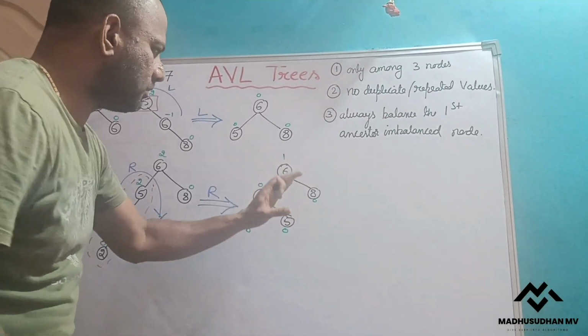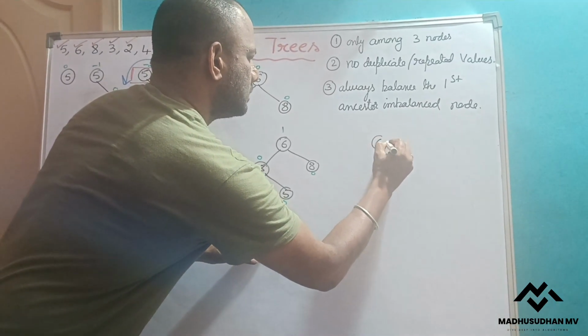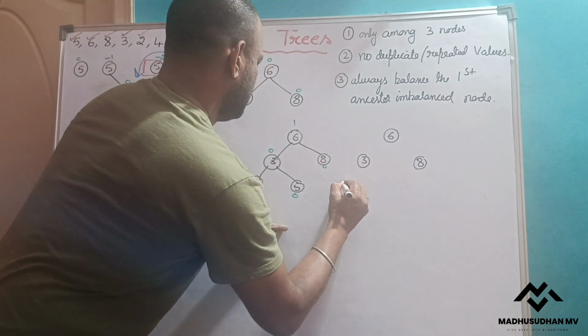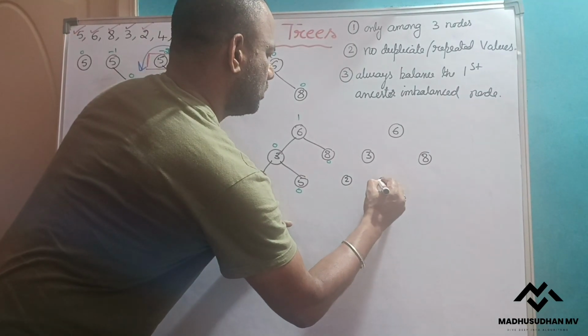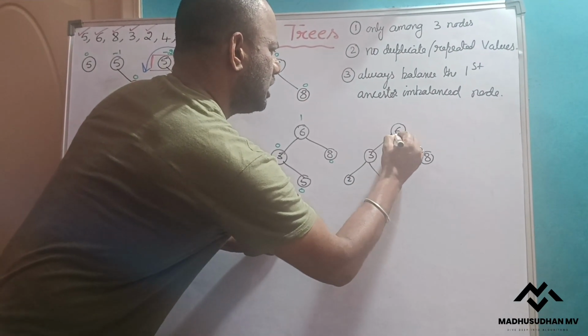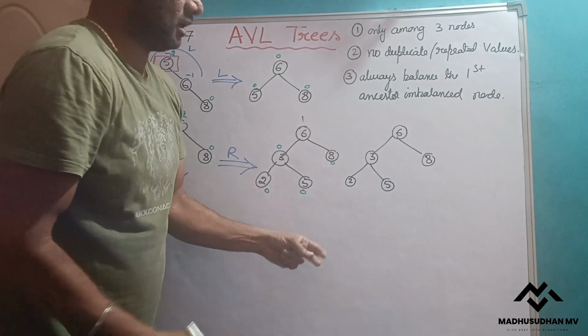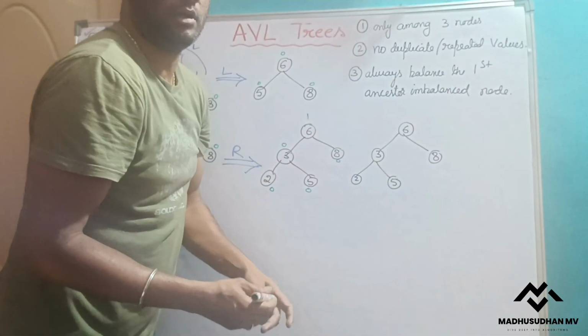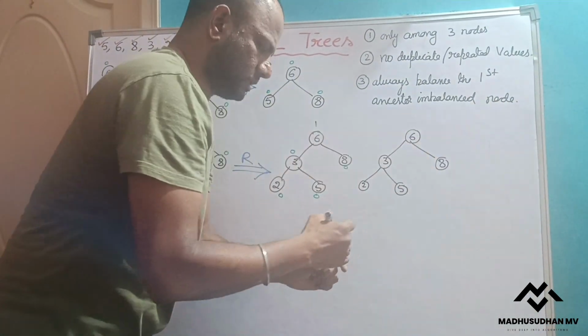I will rewrite the same thing again. 6, 3, 8, 2, 5. See, again it holds the property of binary search tree. All these elements are lesser than the root node. All these elements are greater than this one. Okay, lesser one side, greater one side.